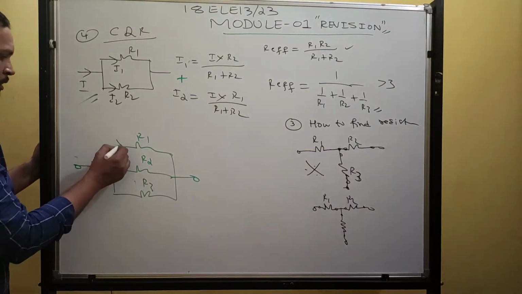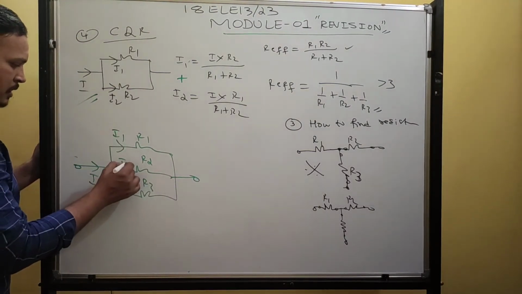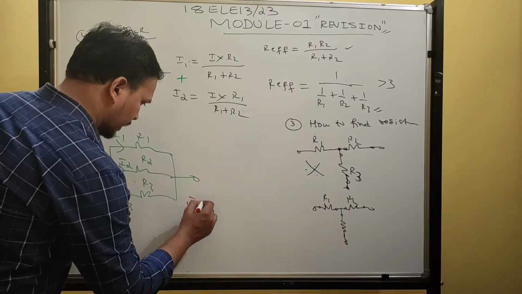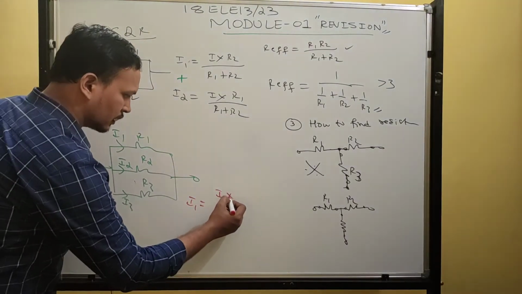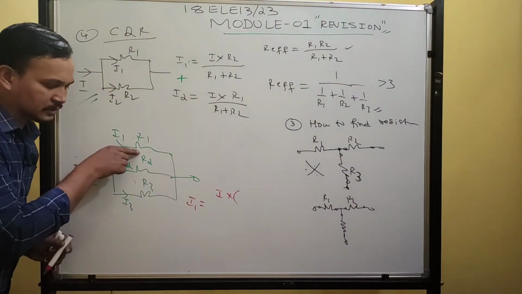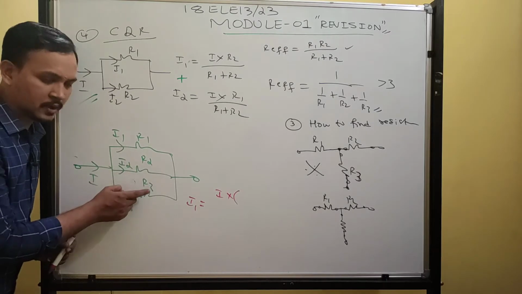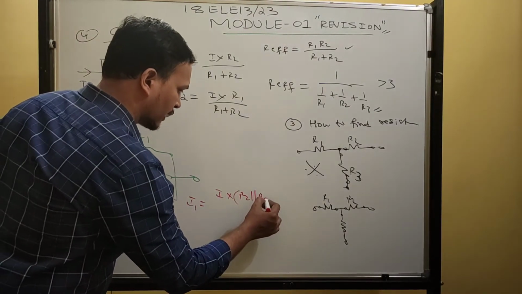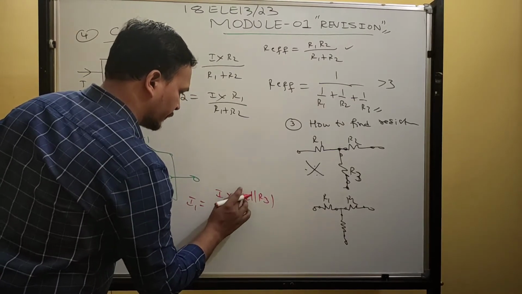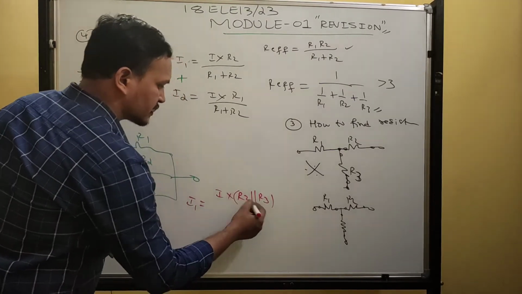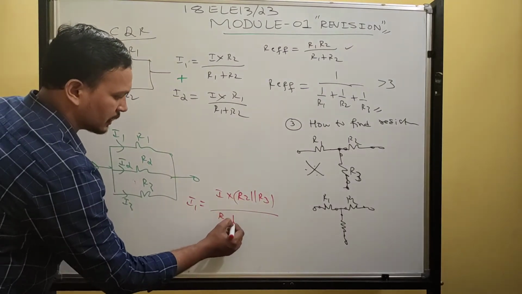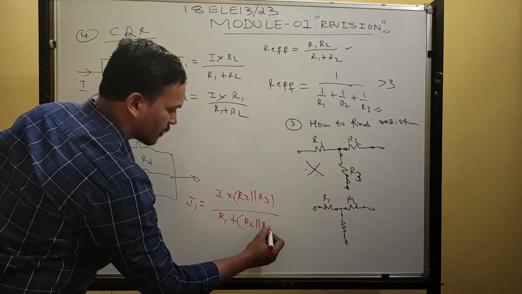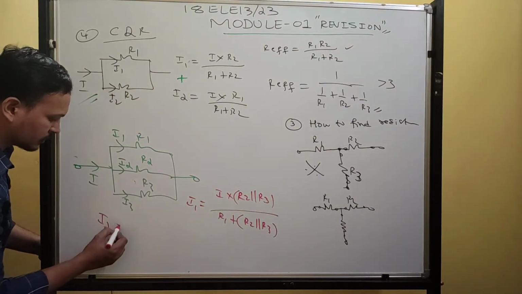Now the supply current I, and these are the branch currents I1, I2 and I3. What is the equation for I1 now? Supply current times, since you are finding current in this resistance, the other resistances are R2 and R3. How are they connected? In parallel. You write that parallel combination, R2 parallel R3. What is missing in this combination? R1 is missing. That you write in the denominator. Whatever is written, you copy the same thing down here: R2 parallel R3.